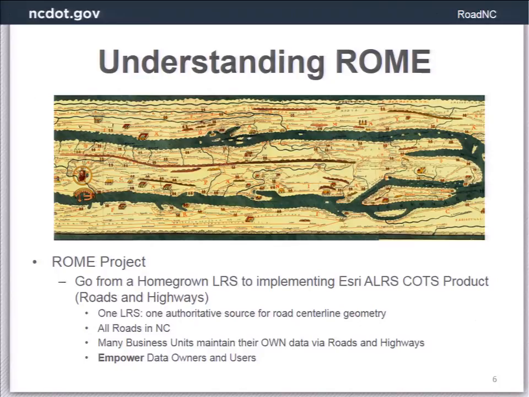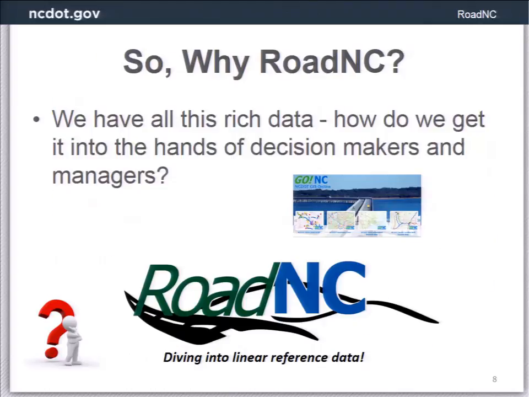And when somebody calls and says, I have a problem with this data, if it's you can't see it, talk to us. If it's this is the wrong functional class, you talk to the business owner. So that's sort of the background. That's hopefully going to help you understand what Ryan's about to talk about, which is the RoadNC product itself. Yeah. Thanks, John.